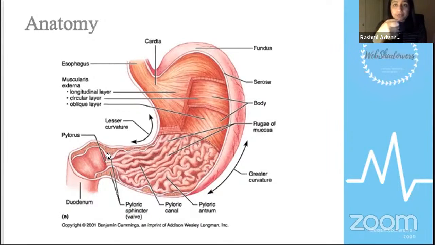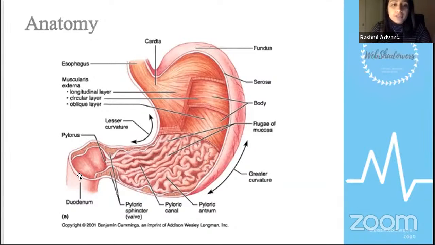And the pylorus is really that opening of the stomach that allows food to travel from the stomach into the small bowel. And as I mentioned earlier, the small bowel is a very long tube, and there are three major segments to the small bowel. We are only really able to evaluate the duodenum in our standard endoscopies, but really the duodenum is the first segment that comes after the pylorus.